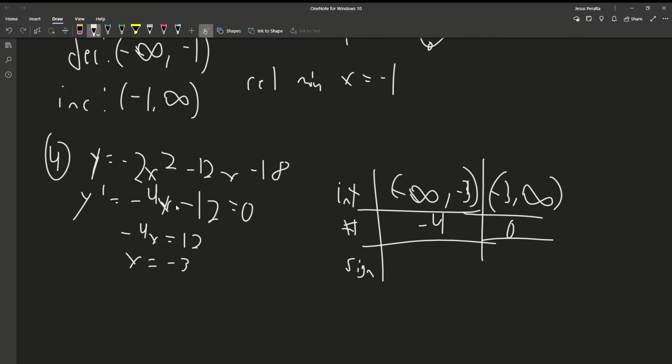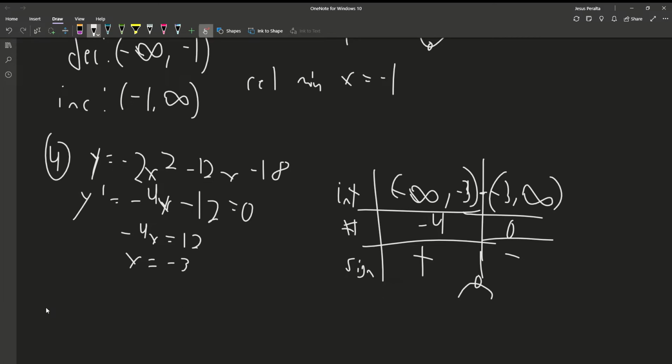So if we plug it in, we're going to get +16 minus 12, which is going to give us a +4, so it's going to be positive. We plug in 0, and that's going to leave us with -12, so it's going to be negative. So it's going to go like this. So we have a max at -3. So at x equals -3, not at the y value of -3, at the x value.